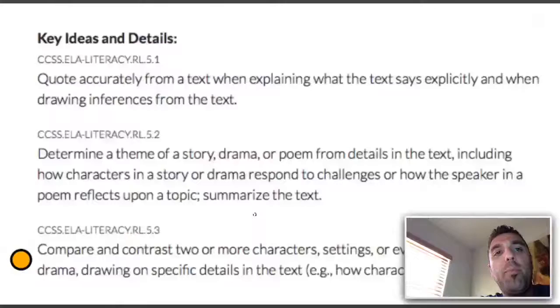So the next question is, what am I trying to measure, determine, or define? Well, in this case, I'm trying to determine and define the Common Core Standard 5.3, which is to compare and contrast two or more characters, their personalities, drawing on specific details from the text. In this case, the two characters in the story are Briar Rabbit and Briar Gator.